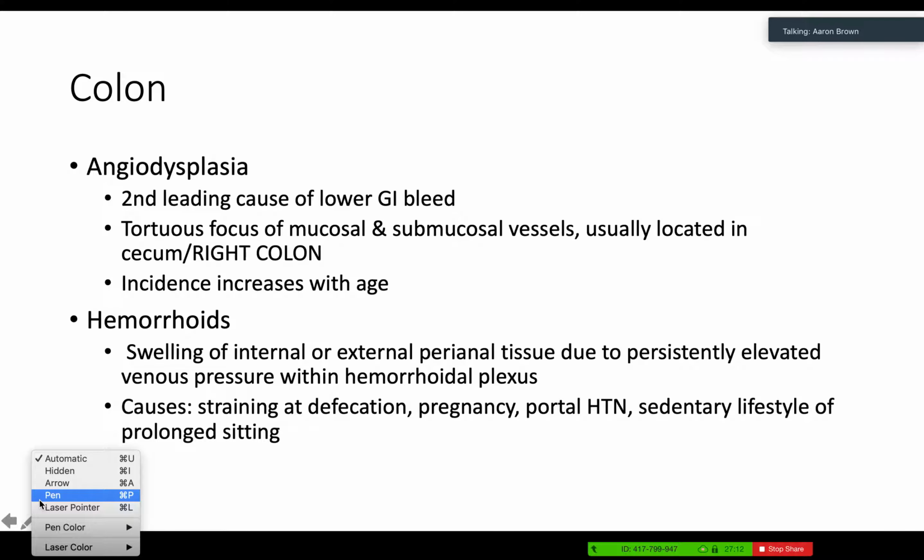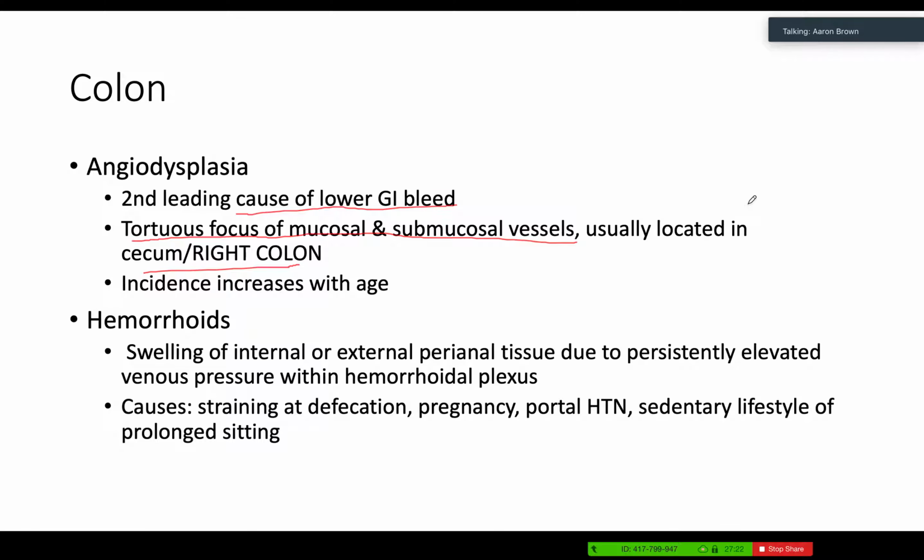Angiodysplasia, this is the second most common cause of lower GI bleed. What is it? Essentially, it's just a bunch of vessels located in the cecum or right colon that start to grow out of control. Okay, so we have the wall of our colon, and so that's left colon. Here's our right colon. We have the wall here, and then there's just one focus where, for whatever reason, a bunch of growth factors get released in this area, and we get a bunch of vessels growing. Okay, so angio meaning vessels, dysplasia meaning kind of growing where they shouldn't be growing.